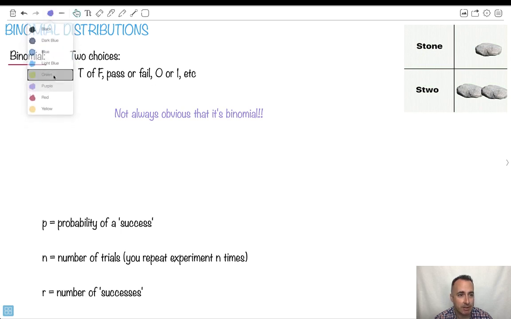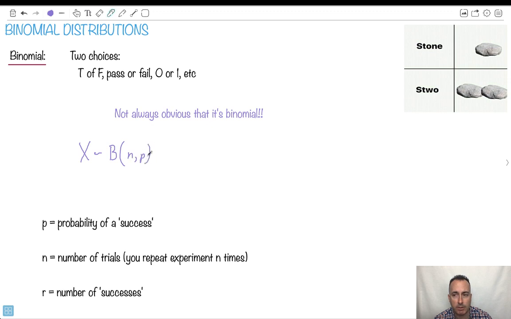If you look at this right here, the way we write a binomial distribution, there's a formal way to write it. So we can actually say that, if this discrete random variable can be approximated by a binomial, we write it like this. We say B(n, p). This is how we write it, okay? Where n is the number of trials, p is the probability of success.